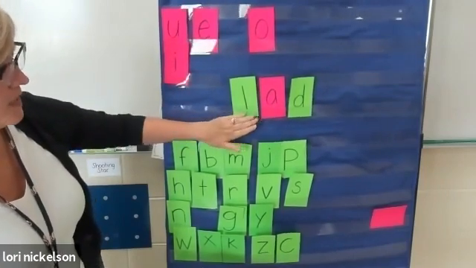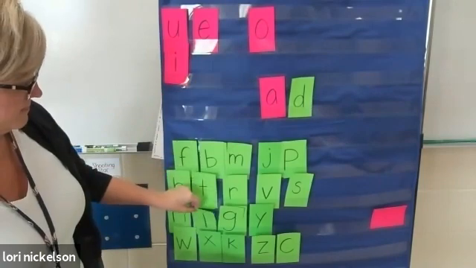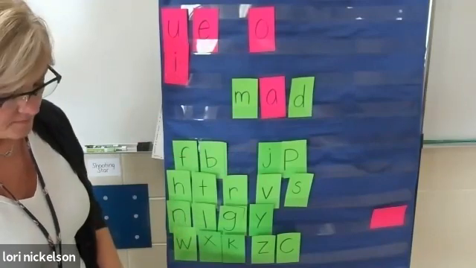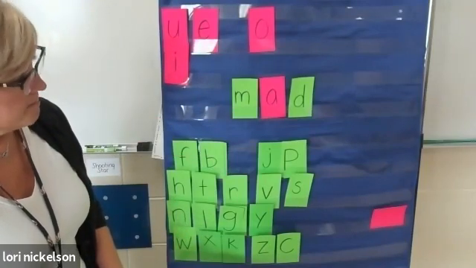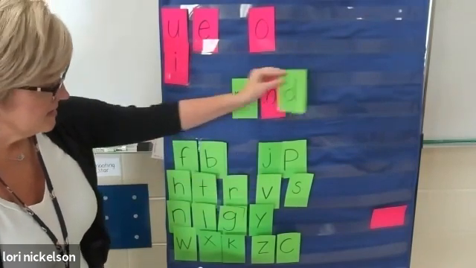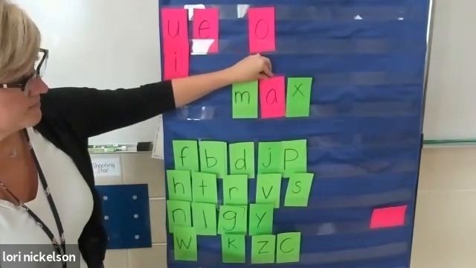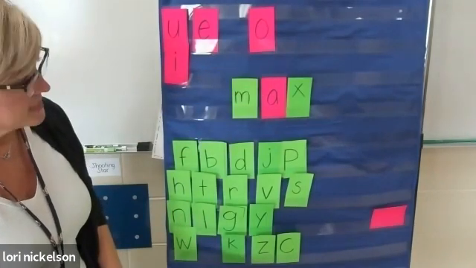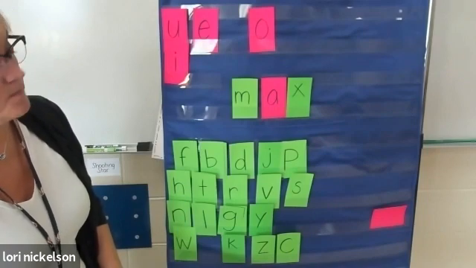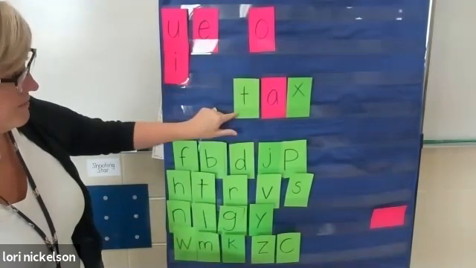With lad, I want to make the word mad. What letter do I change? The L to what? M. Good. So I have mad. Great job, guys. From mad, I want to make the word max. So what letter do I change? The ending, the D, and I want to make it an X. Good. Max. So let's make max into tax. What letter do I change? The beginning. Good. And I'm going to replace it with what letter? A T. So now I have tax.